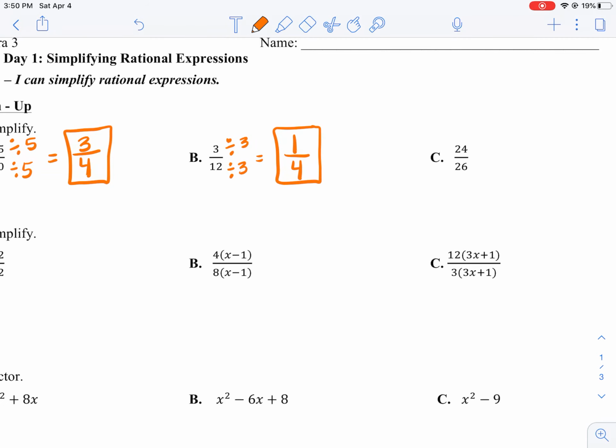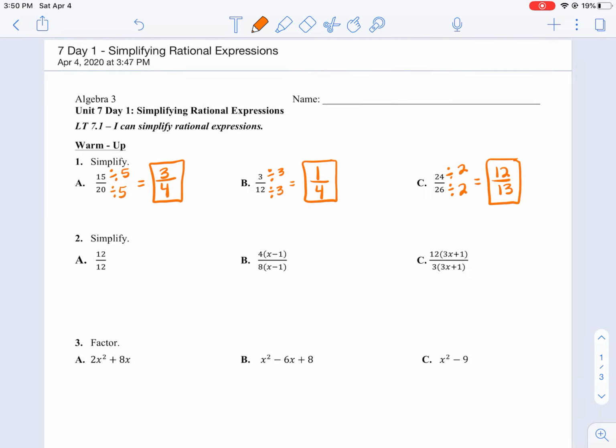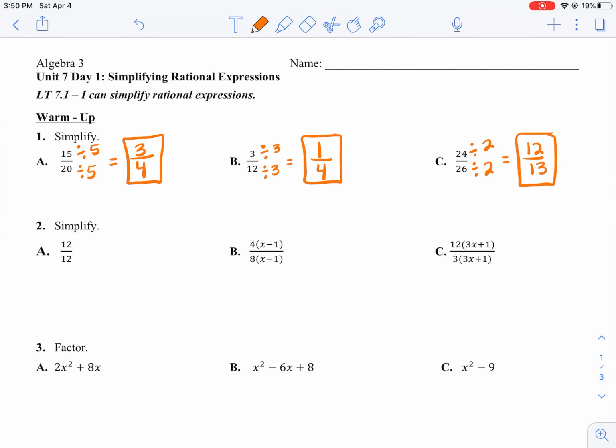So notice those are both even numbers. Okay, and so we're going to divide the top and bottom by 2. Sometimes you have to divide twice, but 2 will do it because your denominator is 13, which is prime. And so that reduces to 12 over 13. Okay, so just some quick practice reducing fractions.